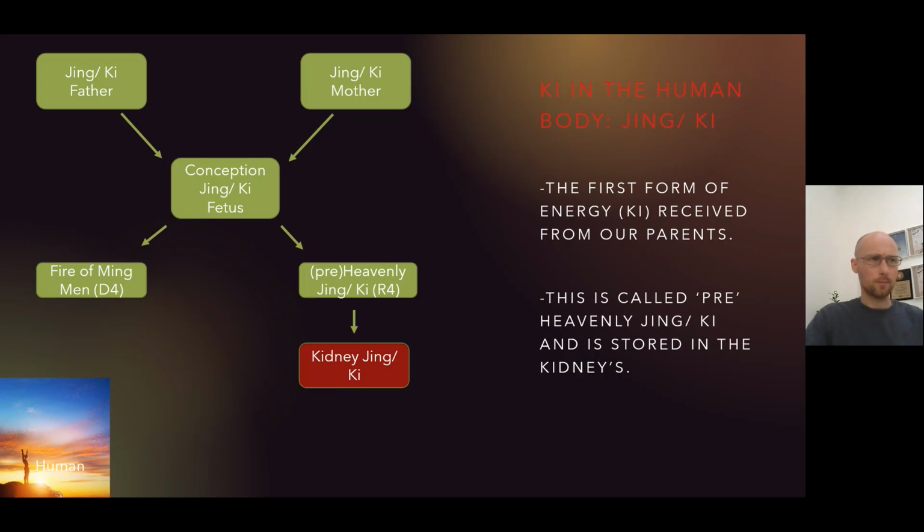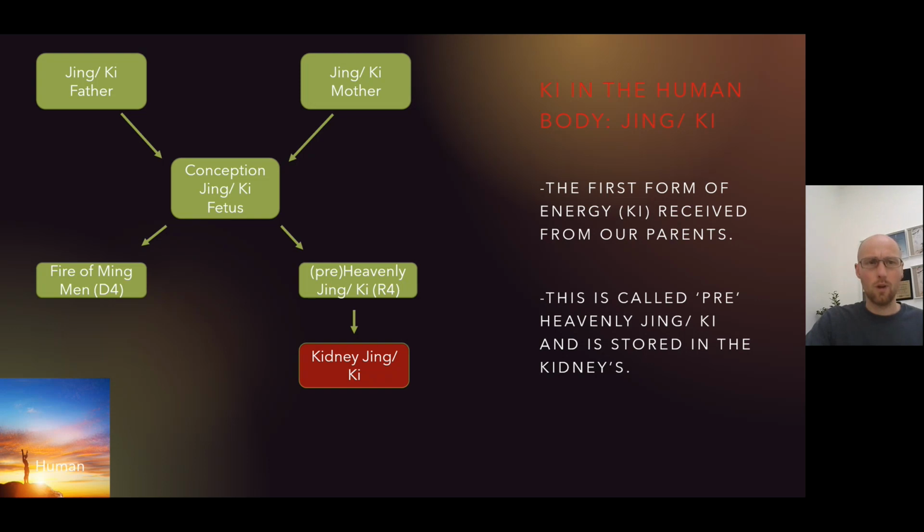When you look over here, I will bring down to the Qi in the human body, and they call it Jing Qi. And you can compare it with DNA, also the source energy of the human body. You have the Jing Qi of the father, you have the Jing Qi of the mother, and put that together, and you got your own Jing Qi. And that is the first form of energy, Qi, received from our parents. They call it the pre-heavenly Jing Qi. And it's stored in the kidneys.